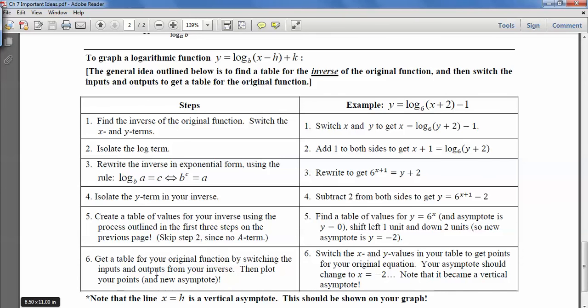So you have a reference for this, and I keep posting it online with each new homework. And if you don't have a hard copy of it, come find me. I'll give you a hard copy of the important ideas handout. Okay, I hope that helps a little bit.